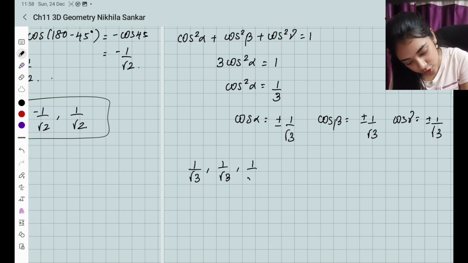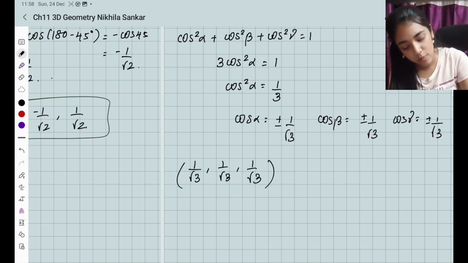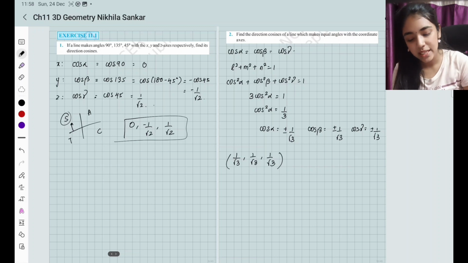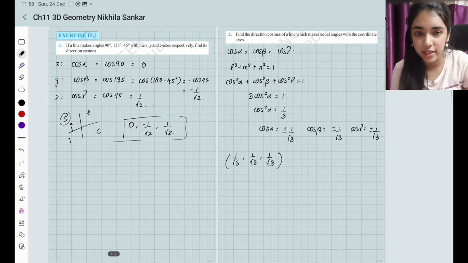So, what are my direction cosines going to be? 1 by root 3, 1 by root 3 and 1 by root 3. Okay? Please copy. இதே மாதிரி all negative values you neglect பண்ணியும் நீங்க எழுதலாம். Okay?